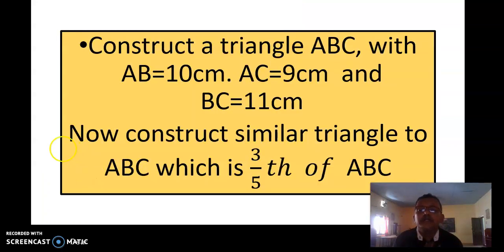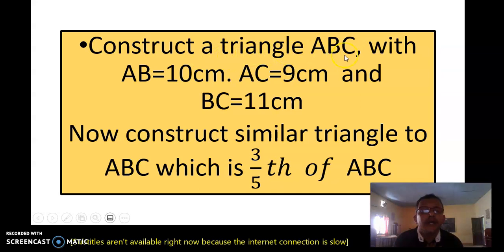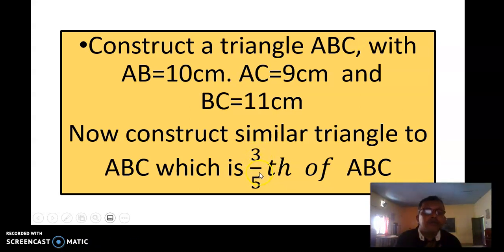So I am here considering a problem. Construct a triangle ABC with AB 10 centimeter, AC 9 centimeter and BC 11 centimeter. Now construct the similar triangle to ABC, which is 3 by 5th of ABC. We have to construct the triangle such that the area of the similar triangle is 3 by 5th of ABC. Okay, so let us see.